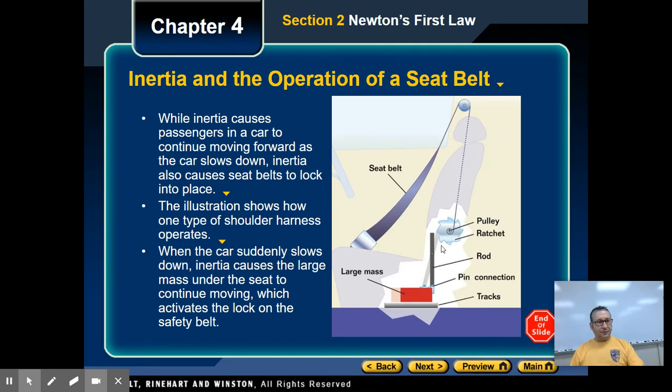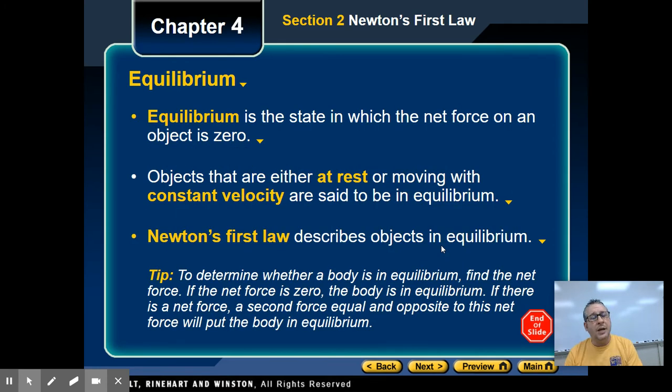Amazing, right? I mentioned the term equilibrium a little bit ago. It's a state in which the net force on an object is zero. When an object is either at rest or moving with constant velocity, then we say it's in equilibrium. And Newton's law also can describe equilibrium. To determine whether a body is in equilibrium or not, you need to find the net force. If the net force is zero, the body is therefore in equilibrium.